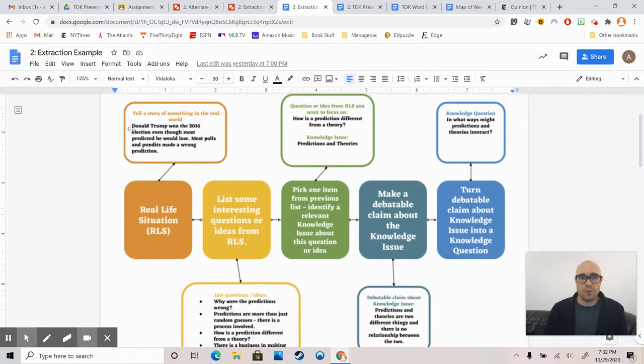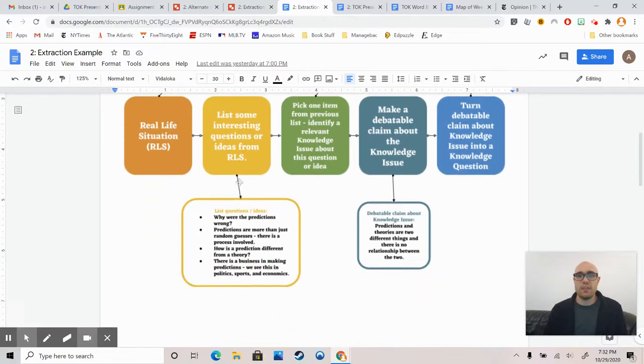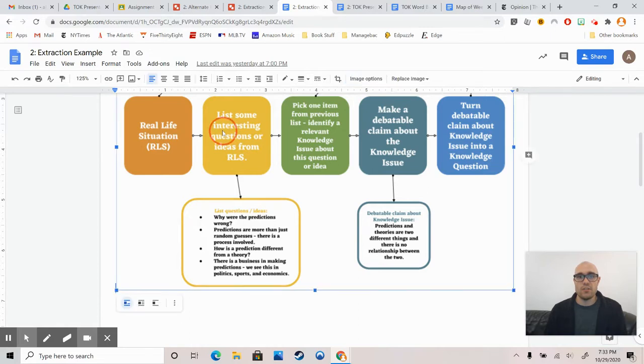So I read this article. I kind of tell the story about how Donald Trump won, even though nobody predicted him to win, how most polls, how most political analysts were way off. So I tell the story about that. Then I list some interesting questions. You can see this one here. And it can be anything. It can be first order questions. It can be second order questions. You just kind of start listing some questions, things that made you think as you were looking at the story.